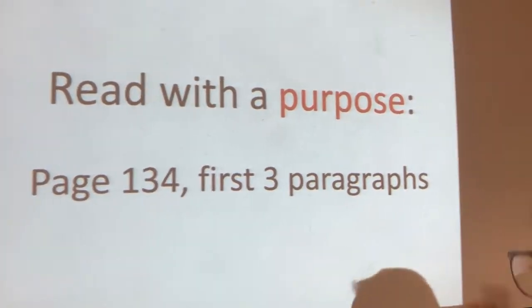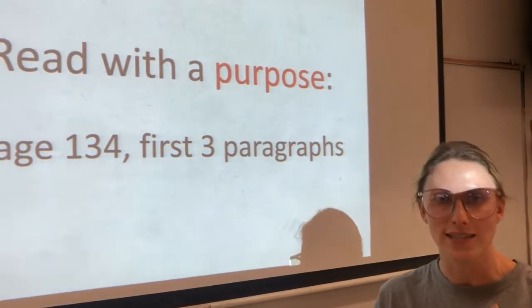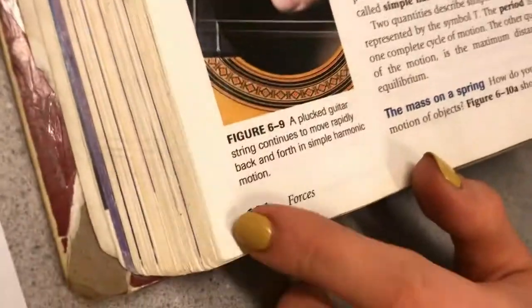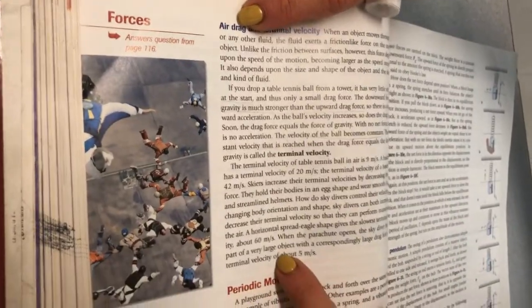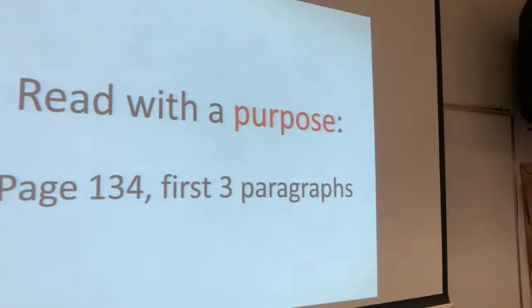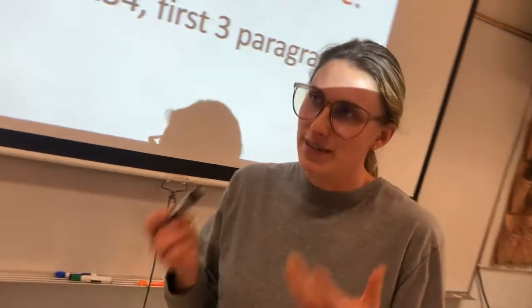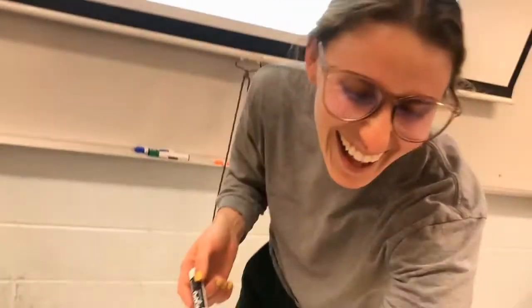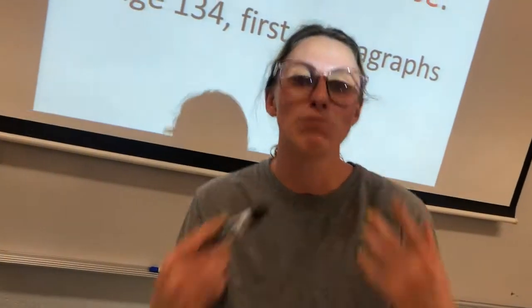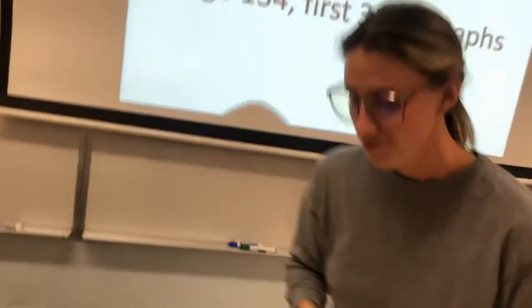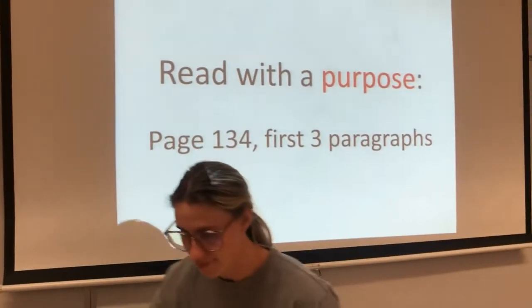Now I want you to pause the video and go to the book. You're going to go to the e-text. We are in chapter 6. I want you to go to page 134 and read the first 3 paragraphs, starting with air drag and terminal velocity. And I want you to read with a purpose. The expectation is that you could explain this to someone else. All right. Go ahead, pause the video, read, and then come back to us.